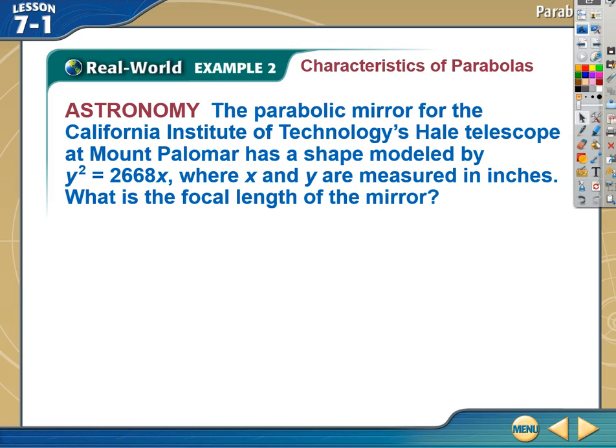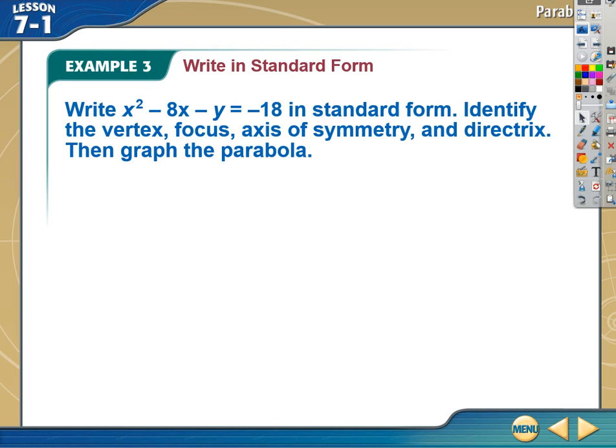Finally, astronomy. Okay, no, not finally, but astronomy says here the parabolic mirror for California Institute of Technology's Hale telescope at Mount Palomar is a shape modeled by this wonderful parabola where x and y are measured in inches. What is the focal length of the mirror? Focal length.